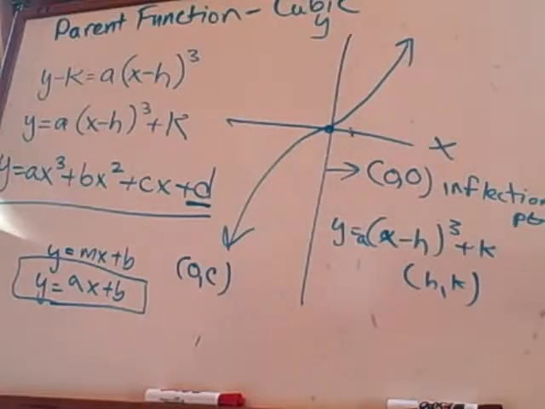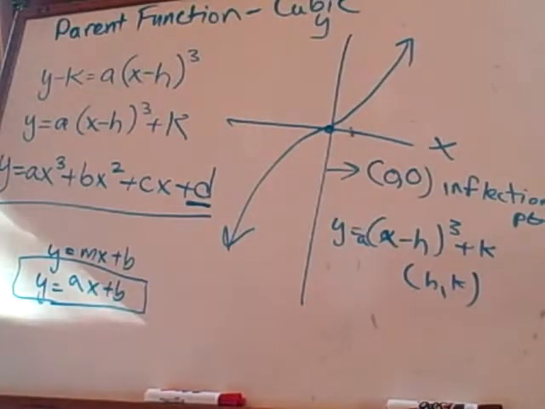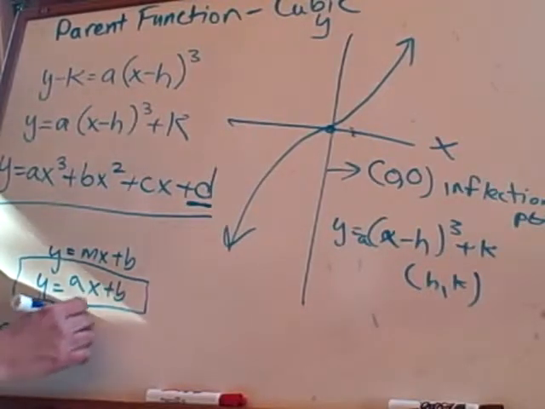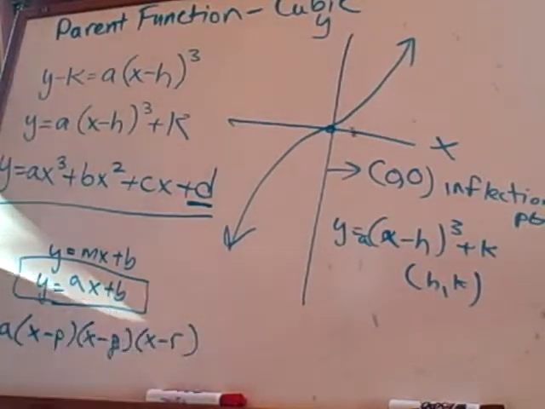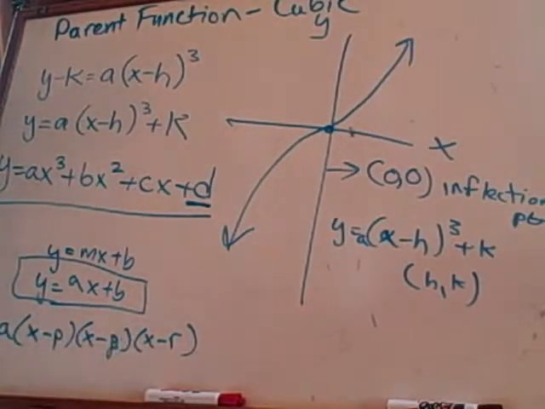Would 0 comma d be a locator point? No. Okay. And also, is there something like the intercept form for cubic? There is. It would be y equals a, but we don't normally use it. (x minus p)(x minus q)(x minus r). That would probably do it. This would tell you the zeros where it crosses, right?